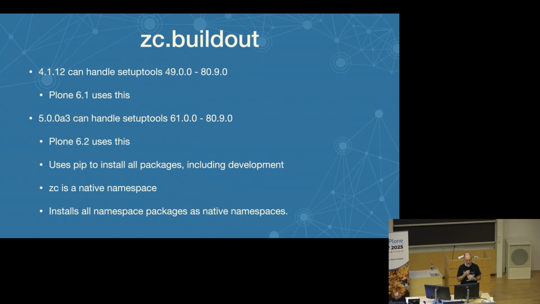And we also do that for development packages. Where we first did python setup.py develop, calling that from buildout, we are now using the pip equivalent to do that. Also, zc is now a native namespace, especially for zc.buildout and zc.recipe.egg, which are developed in dependency a bit. So they are using native namespaces now. And zc.buildout 5 installs all namespace packages as native namespaces.